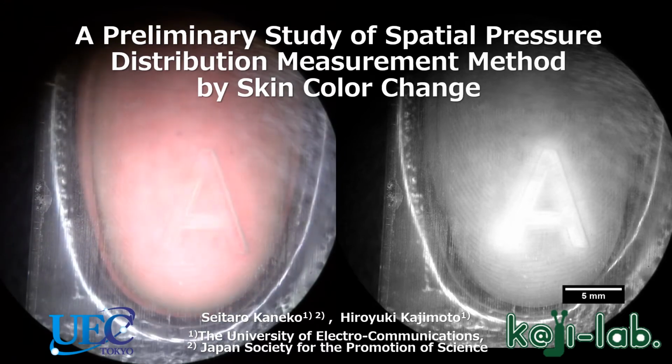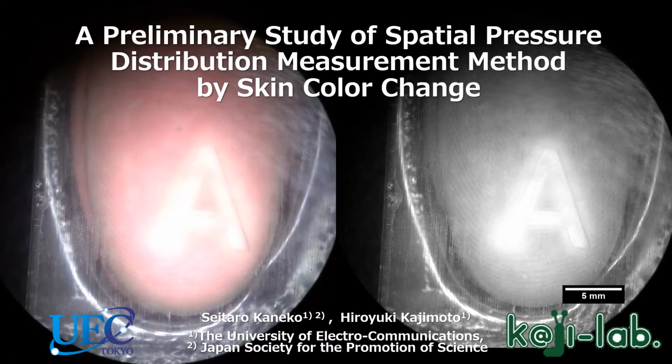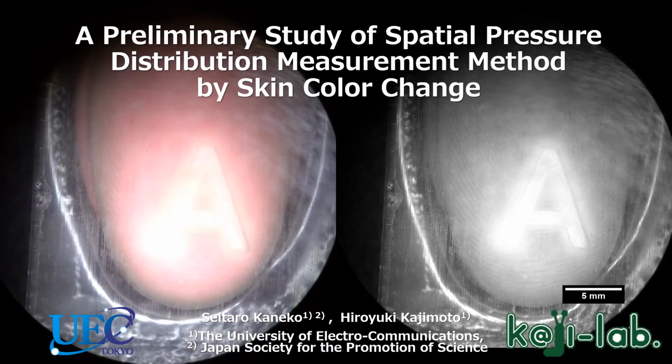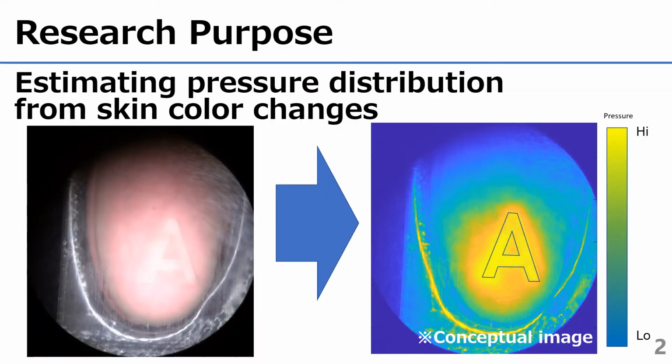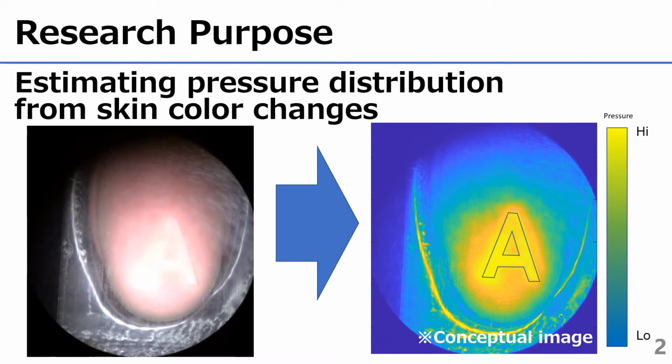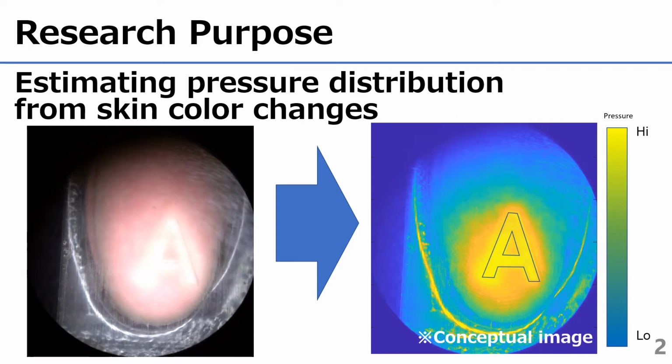I would like to present a preliminary study of pressure distribution measurement method by skin color change. The purpose of this research is to estimate the pressure distribution of the fingertip from the skin color change. In other words, we aim to estimate the force as shown in the heat map image on the right, using the video on the left of a finger pressed against a convex-shaped object.